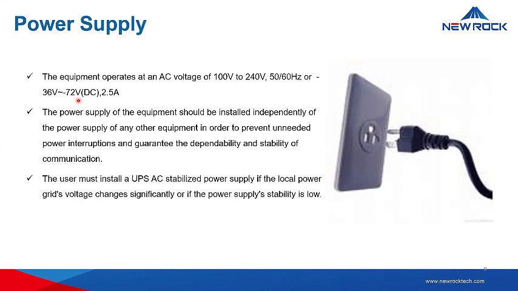The user must install a UPS AC stabilized power supply in the event that the grid's local power voltage is not stable. So make sure that you check the power supply is in normal operation using a multimeter or a tester.